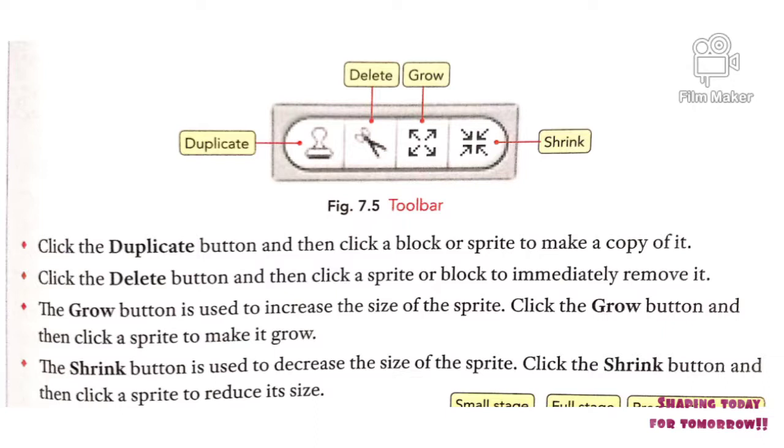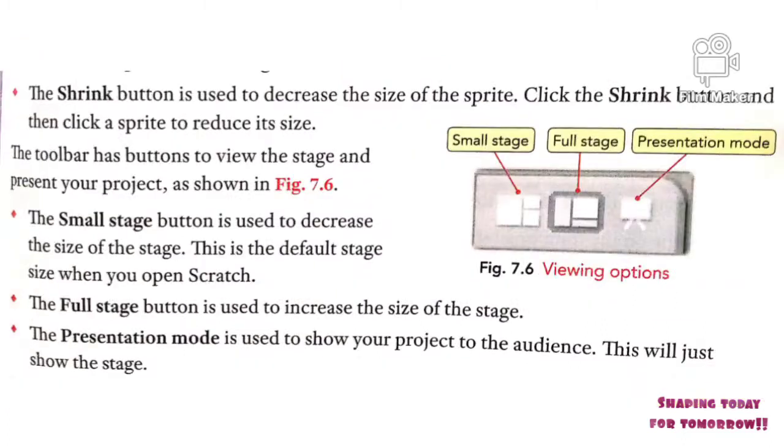Now the fourth option is the shrink button. The shrink button is used to decrease the size of the sprite. Click the shrink button and then click the sprite to reduce its size. So students, first of all click on the shrink button and then click on the sprite for which you want to reduce the size. To view the stage and present your project, as shown in figure 7.6.